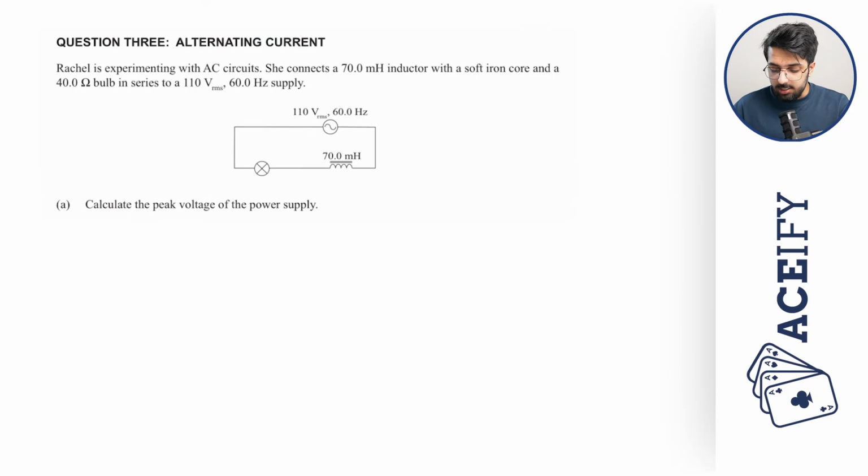There we go. Rachel is experimenting with AC circuits. She connects a 70 millihenries inductor with a soft iron core and a 40 ohm bulb in series with a 110 volt RMS 60 Hz supply. Calculate the peak voltage of the power supply.